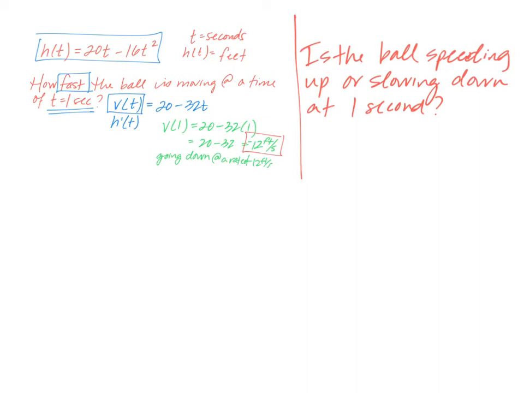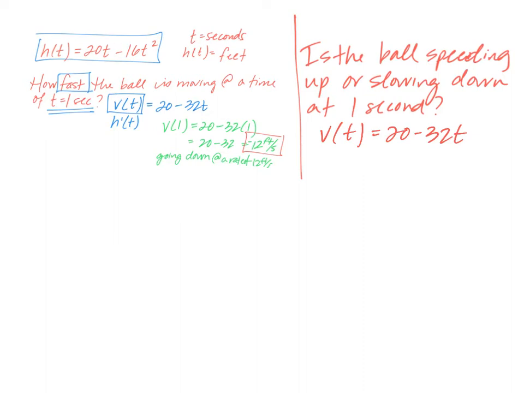If that velocity is increasing or getting larger, then we know that it would be speeding up. If it was getting smaller, then we know that it's slowing down. But we can also look at how the velocity and the acceleration are working together or against each other. So again, we have the velocity function, the derivative of the original height function, which is 20 minus 32t.